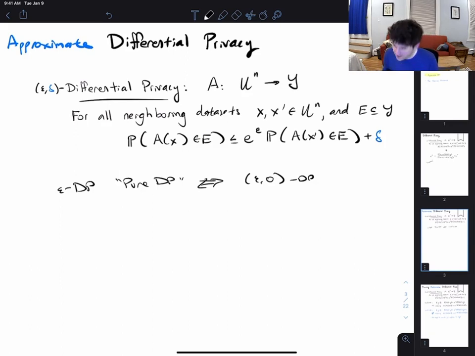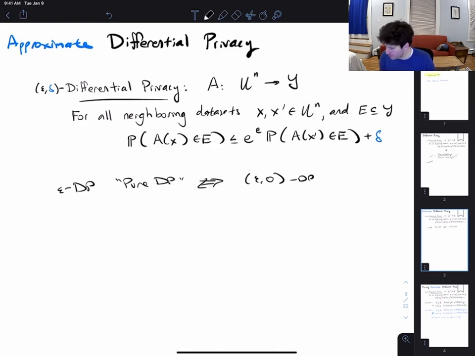And as I said, this epsilon delta definition is sometimes called approximate, so sometimes people refer to pure and approximate DP. Personally, I don't really like this terminology because it suggests that epsilon DP is somehow substandard, which I don't agree with, but it is a convenient terminology, so I will go with the crowd and use it.